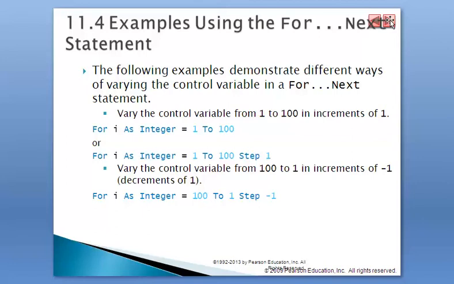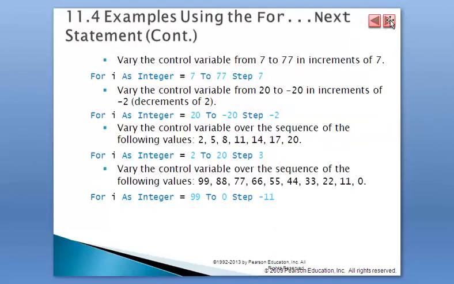On the last example that they present, I starts at 100 and then ends at 1, but we're decrementing. Do you see where it says a step? It says -1, that means it starts at 100, then it's going to be 99, 98, 97, and so on until we get to 1. Another example, 7 to 77, so we're counting by 7, so it's going to be 7, 14, 21, 28, and so on until we get to 77. The next example, we start on 20 and go to -20, decrementing by 2, so it's going to be 20, 18, 16, 14, and so on until we get to -20.